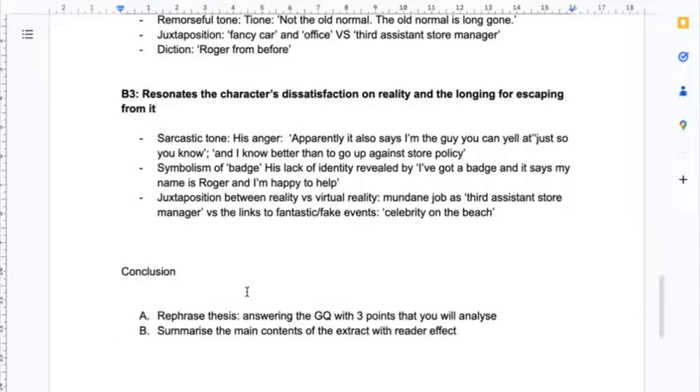In conclusion, I have to rephrase my thesis, and one more time, I can summarize the main content of the extract, probably with a reader effect related to the characterization of this extract.